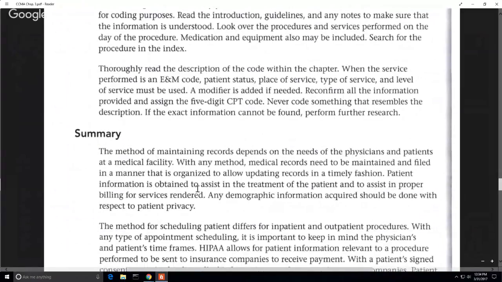The method of maintaining records depends on the needs of the physician and patients at a medical facility. With any method, medical records need to be maintained and filed in a manner that is organized to allow updating records in a timely fashion. The patient information is obtained to assist in the treatment of the patient and to assist in proper billing of services rendered.